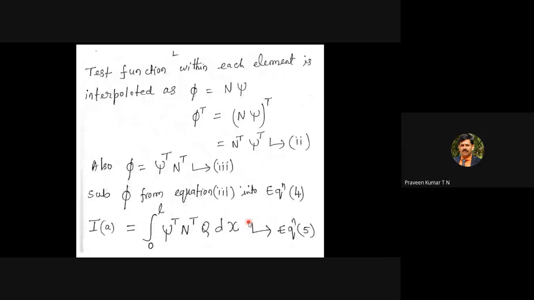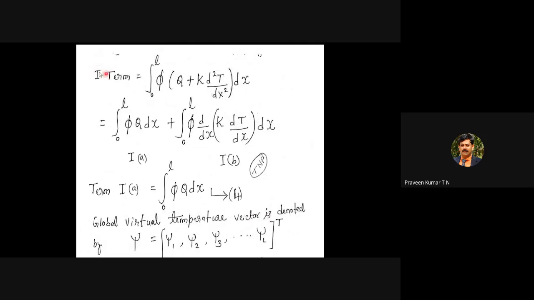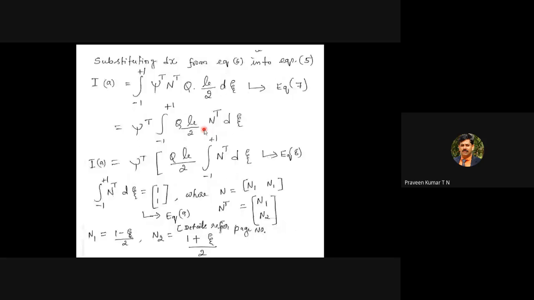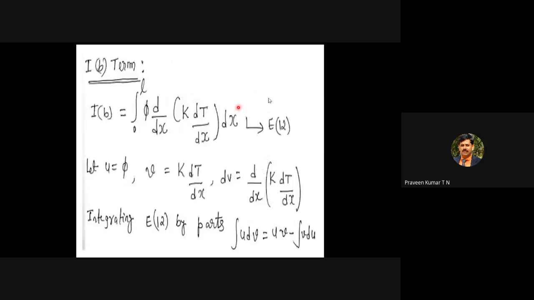If we start from this equation, we started with the first term. The first term is the integral from 0 to L of phi q dx. So you end up with one term, that is nothing but RQ. Now you are moving to the 1B term. This is the 1B term, which is equation number 12. I am referring to it as equation number 12.